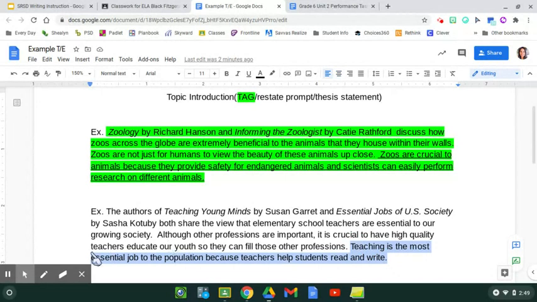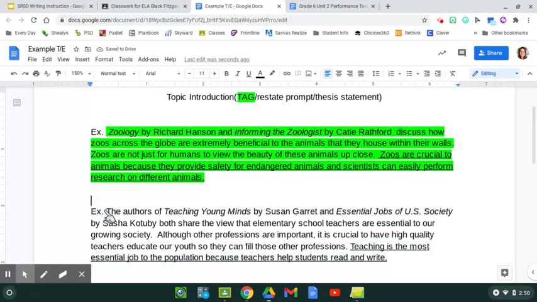It says, teaching is the most essential job to the population because teachers help students read and write. Okay, here's the thesis statement. This is telling me that the rest of my essay is going to be about how teachers help students read and how teachers help students write. So in my essay, I might have one paragraph about how teachers help students read and another body paragraph about how teachers help students write. So this is my thesis statement.